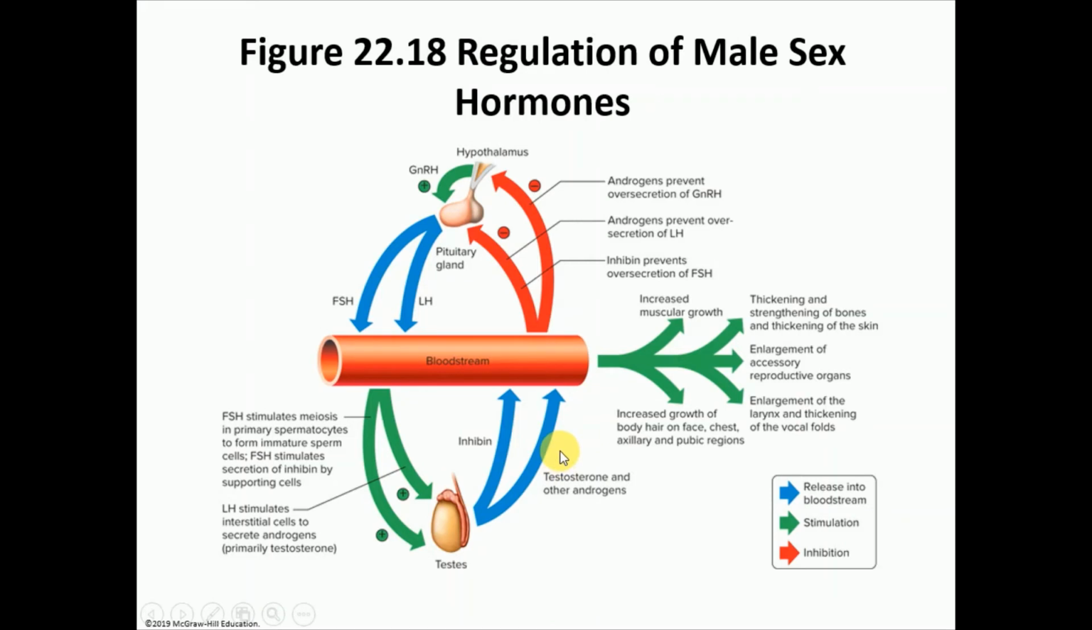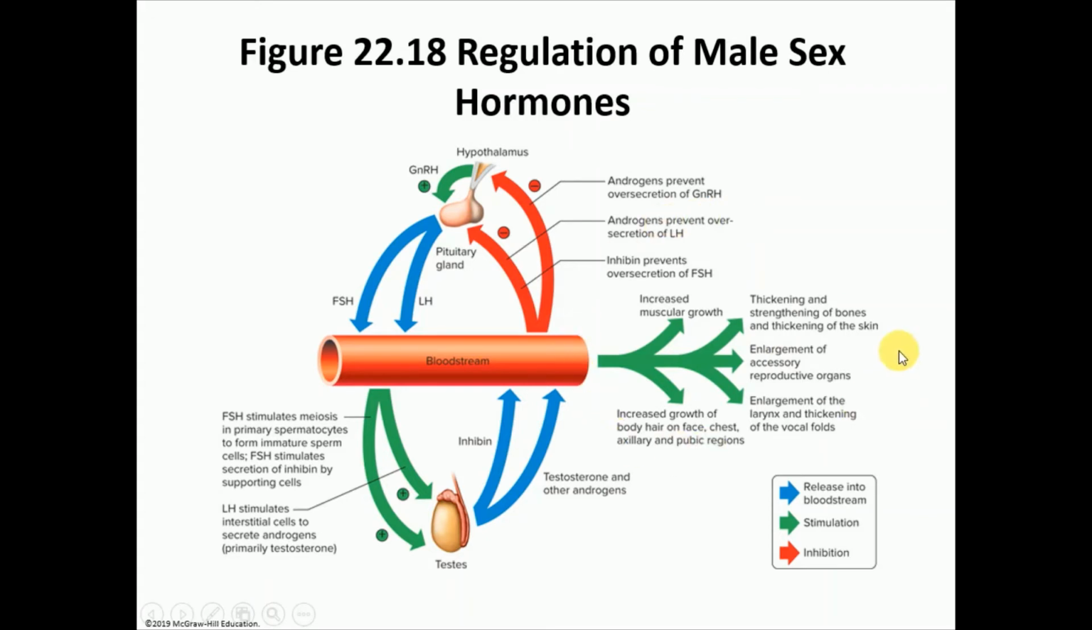Now, testosterone and all of the other androgens are going to be made by the testis and circulate through the system. By negative feedback, they are going to inhibit both the hypothalamus and the anterior pituitary. While inhibin, a hormone made by the sustentacular cells, will circulate to the anterior pituitary and prevent the oversecretion of FSH.